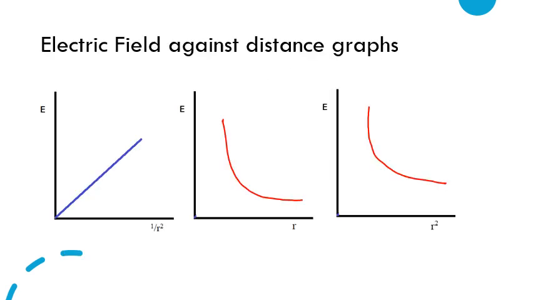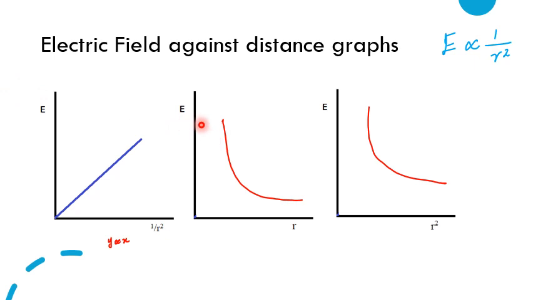Next, we are going to discuss electric field strength against distance graphs. As we know, electric field strength is obeying inverse square law. So look at the first graph. Here we have taken electric field strength on the y-axis and 1 over r square on the x-axis. Since E and 1 over r square are directly proportional, we can say this is a y proportional to x graph, which means we get a straight line which is passing through the origin.